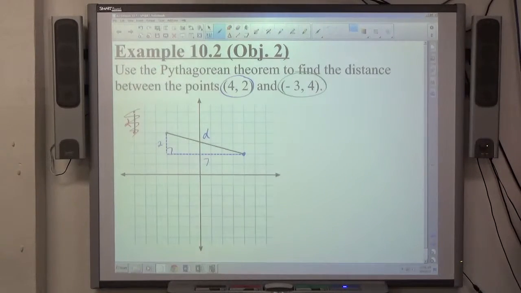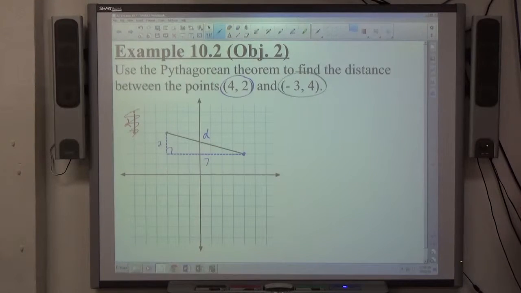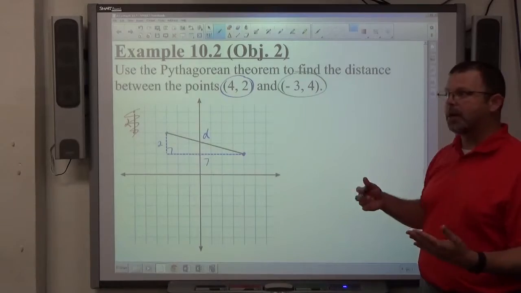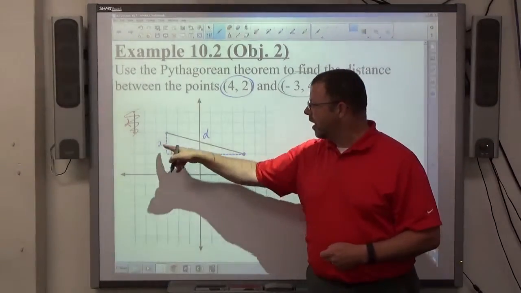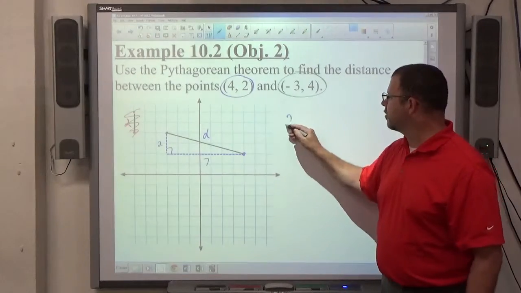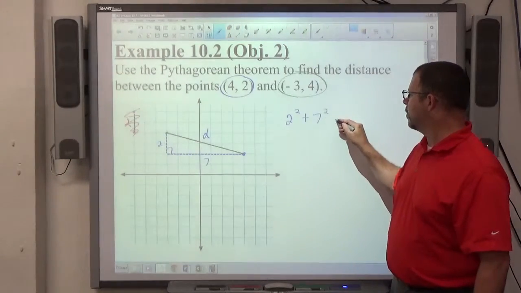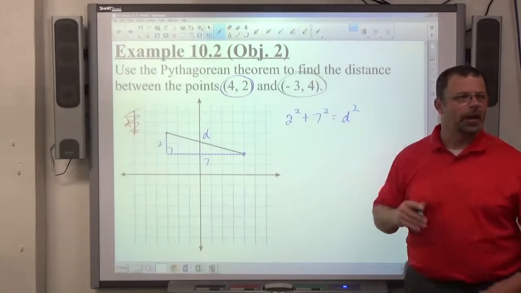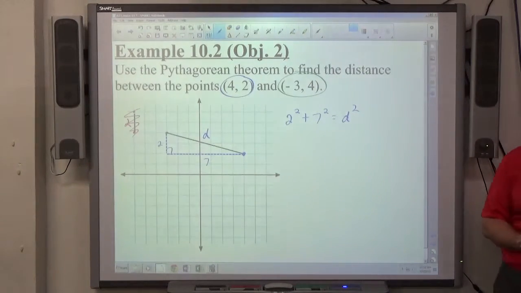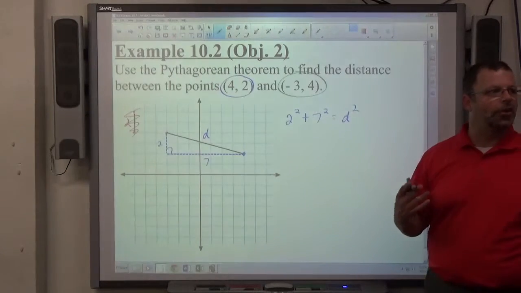D represents which side of the right triangle? The hypotenuse. And 2 and 7, therefore, are the legs, right? So applying the Pythagorean theorem, I've got a right triangle. I know 2 of the 3 sides. I've got 2 legs, no hypotenuse. So leg squared plus leg squared equals hypotenuse squared. Again, applying the Pythagorean theorem, writing down exactly what the theorem says to create an equation. And then I simply use good algebra to solve the equation.